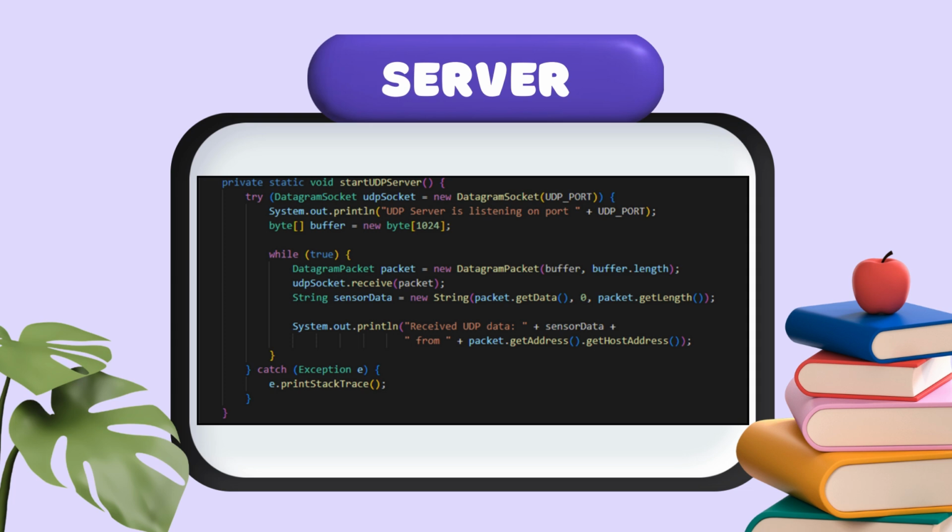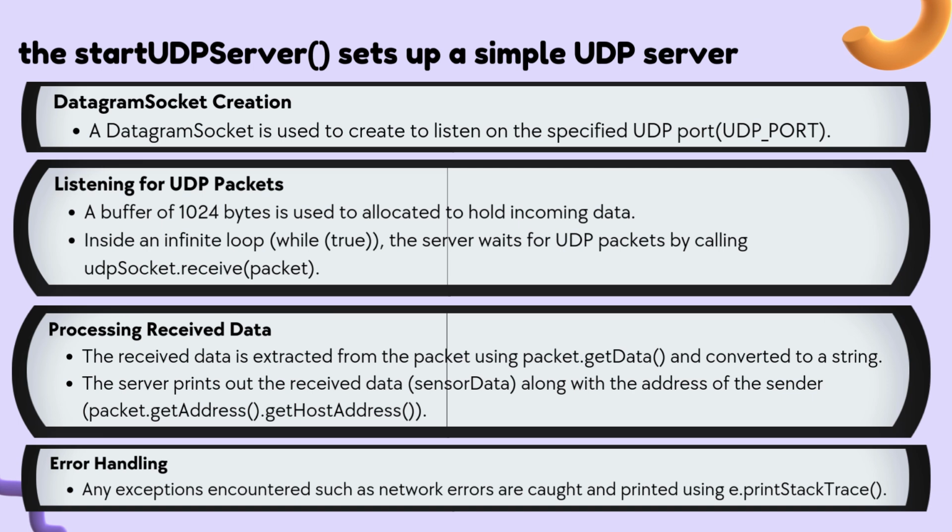Datagram socket creation. A datagram socket is used to listen on the specified UDP port. Listening for UDP packets. A buffer of 1024 bytes is allocated to hold incoming data. Inside an infinite loop, while true, the server waits for UDP packets by calling UDP socket receive.